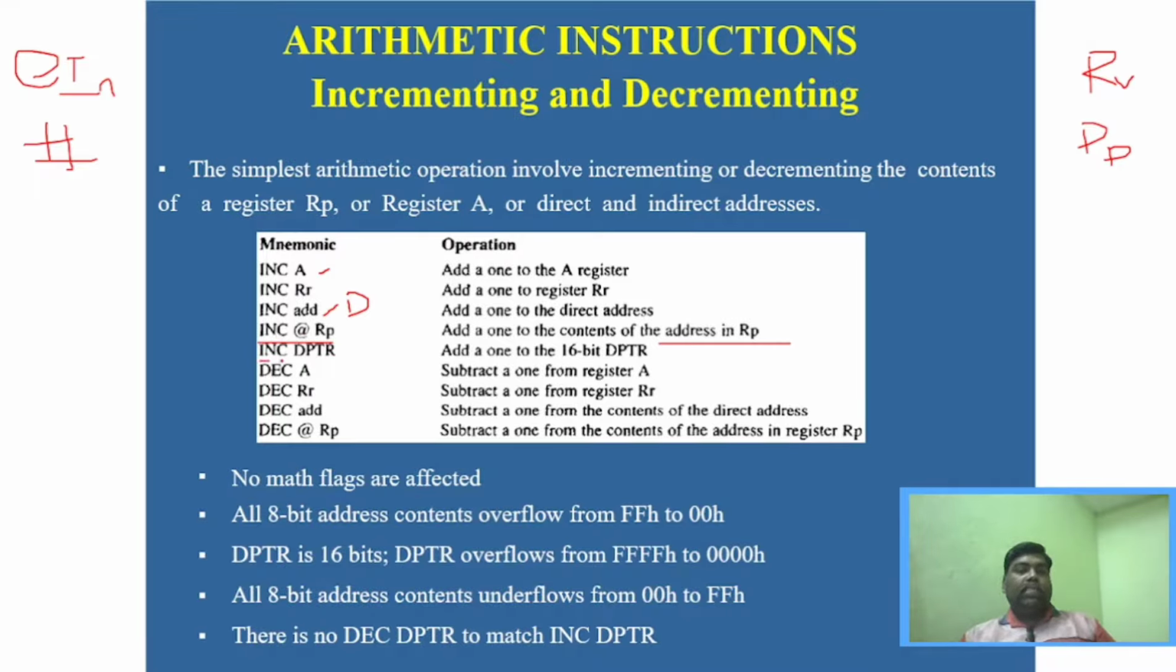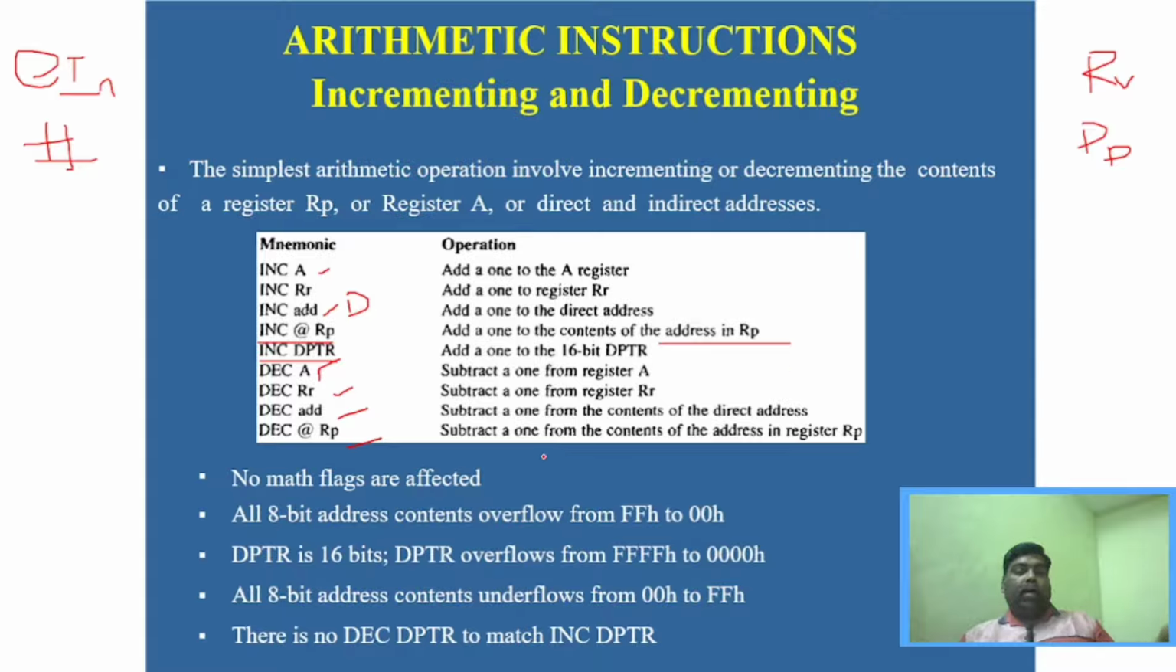Similarly, you have something called increment DPTR. You know what is DPTR? For accessing the external address, we use DPTR. So increment DPTR increases the DPTR value by 1. The same thing is applicable for decrement: decrement A, decrement the register, decrement the address, decrement the indirect address. And one thing here, you don't have any instruction decrement DPTR. We cannot decrement DPTR in 8051.